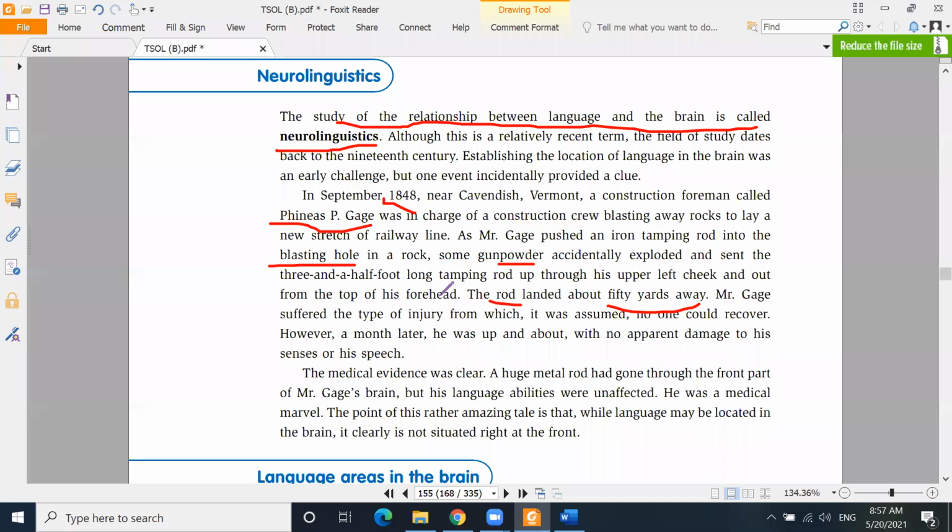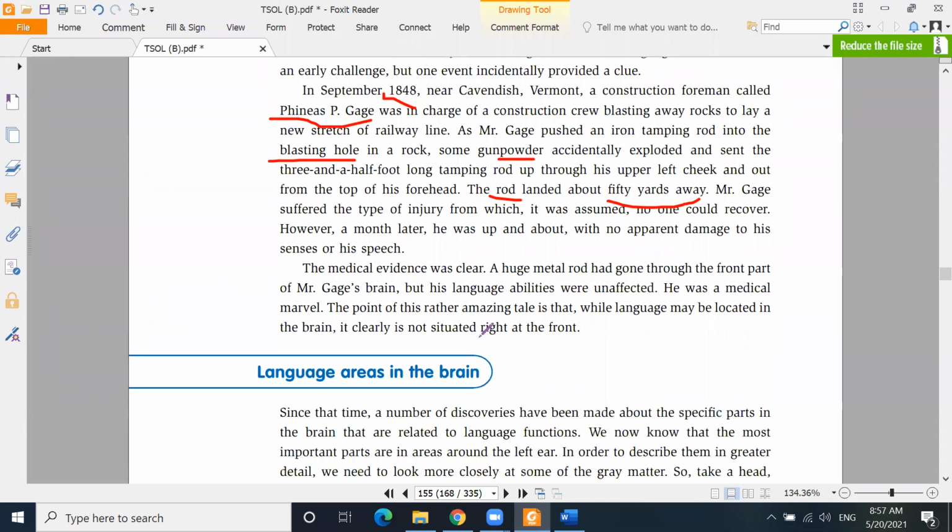What happened when he recovered after the injury? It was found that there was no damage to his speech, no damage to his language. He could speak the way he could before that accident. So what people concluded from this experiment: that metal rod went into his forehead, meaning the right front part of the brain was injured, but there was no effect on the language faculty.